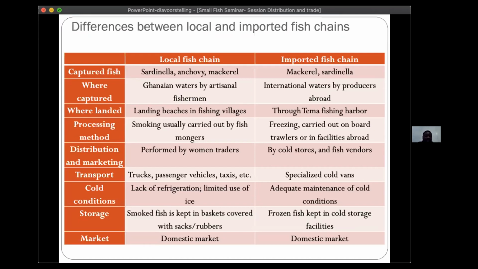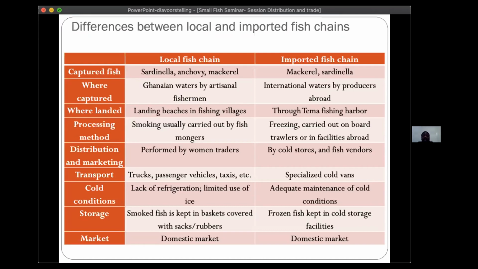And the method for processing and preserving fish in the local fish chain is mostly smoking, but drying, salting, fermenting, etc. are also used. But in the case of the imported fish chain, it is freezing that is used to process the fish. But somewhere along the line, fish vendors come in, they buy the fish from cold stores, and then they process using smoking, and then they distribute to consumers in their neighborhoods.